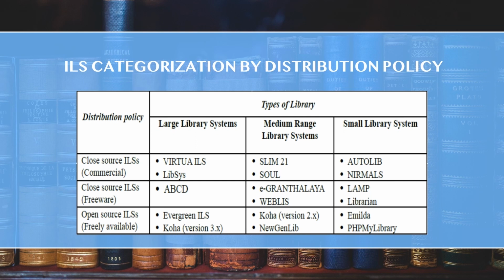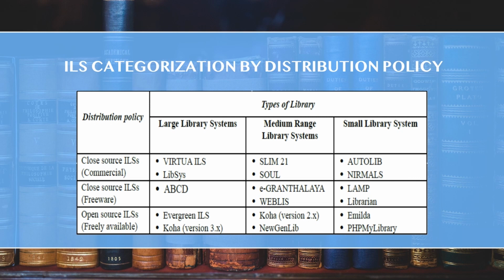Vinod Chachra, but the origin is foreign. Then in this group, ILSs is there, which is of Indian origin. Then in the medium scale, we have closed source commercial products like Slim 21 and Soul. Although Soul is available free of cost in some places, like the northeastern part of India, Soul is commercial software. And for small scale libraries, we have Autoliv and Nirmal. Autoliv and Nirmal are very popular in the southern part of the country, South India basically.